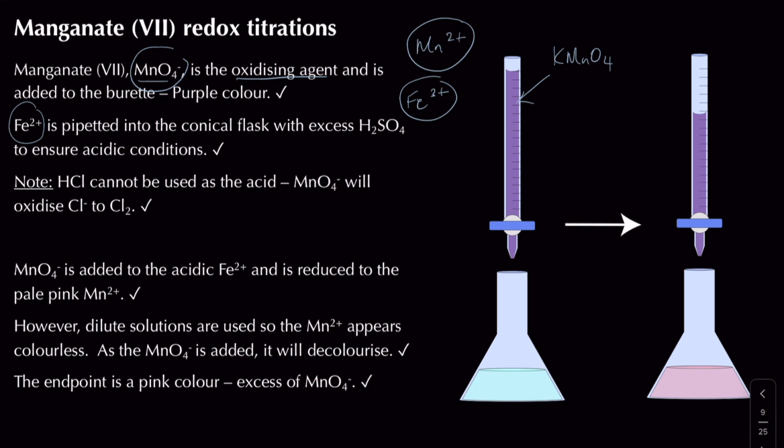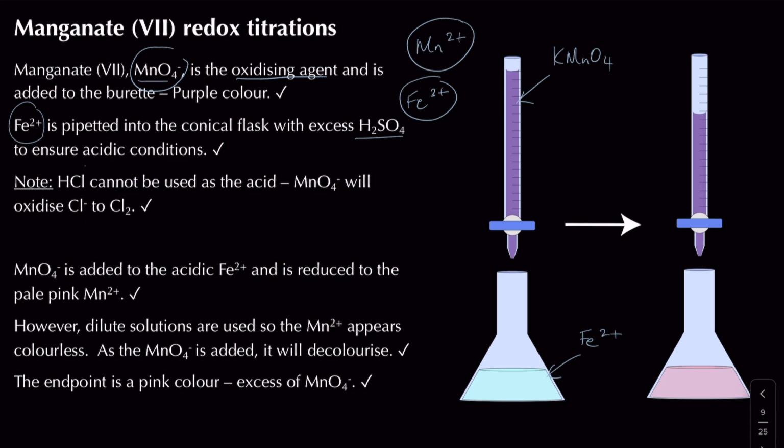Our iron 2+ is going to be pipetted into our conical flask. So in the conical flask over here, we're going to have iron 2+, which could be something like an iron salt, where the oxidation state of iron is +2. It depends on what type of conditions you need. Normally it's going to be acidic conditions, and you do that by adding in H2SO4 in excess.